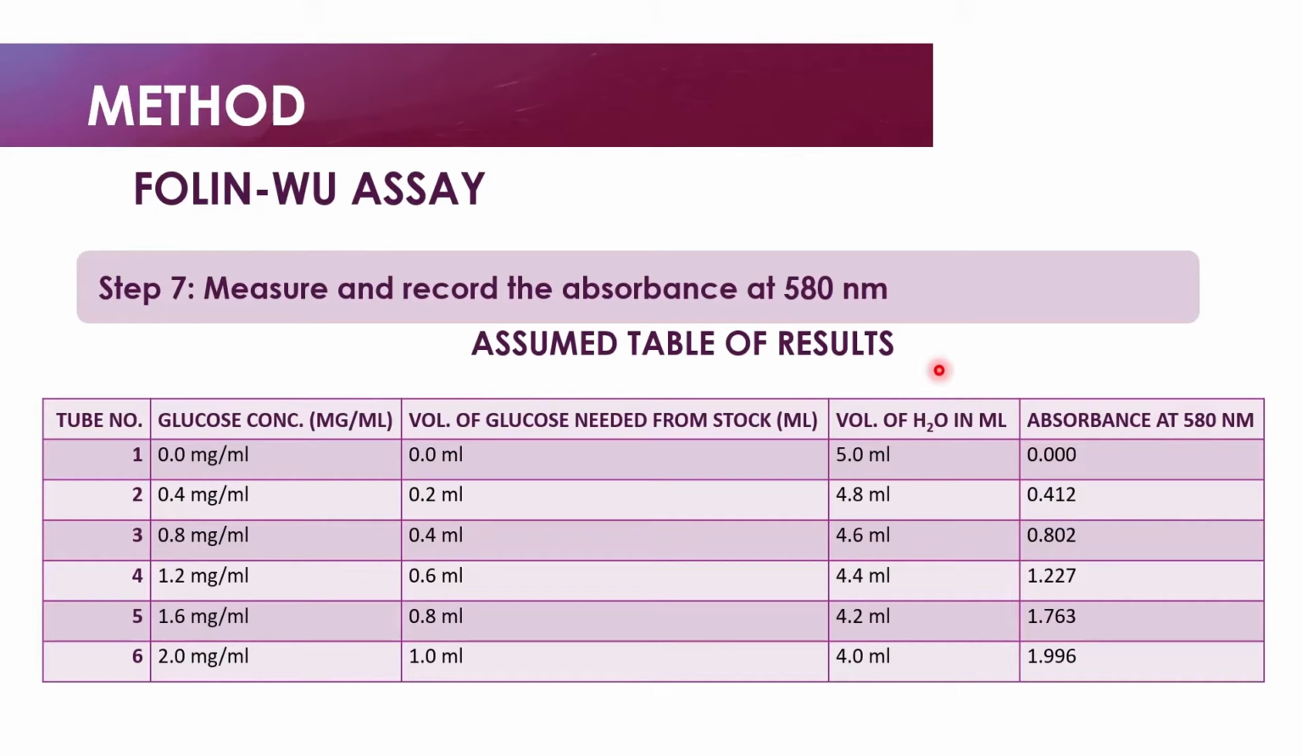So this is the assumed table of results. From the table we can see the number of tubes, the glucose concentration, the volume of glucose needed and the volume of distilled water needed to prepare the various concentrations. And this is the measured absorbance value at 580 nanometers for each of the concentrations.